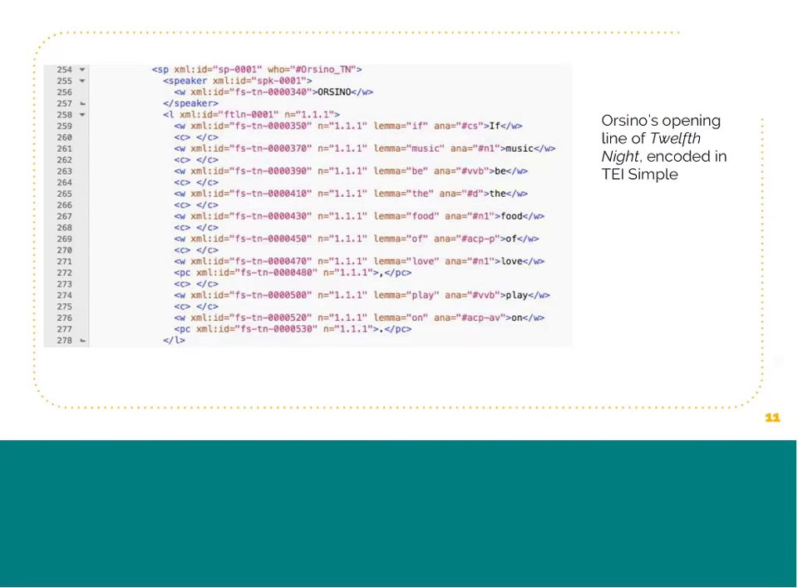For example, you can see that they've got linguistic information in there about each word, including the lemma. There is more info too if you were to go looking.